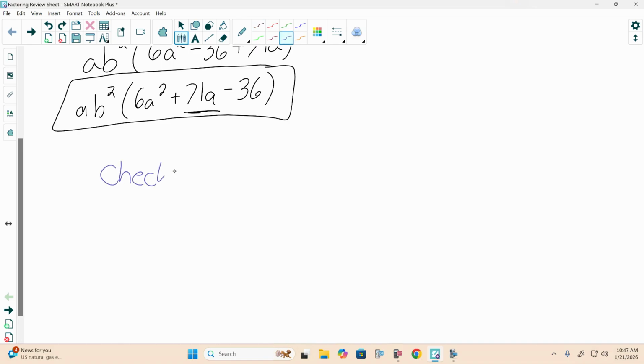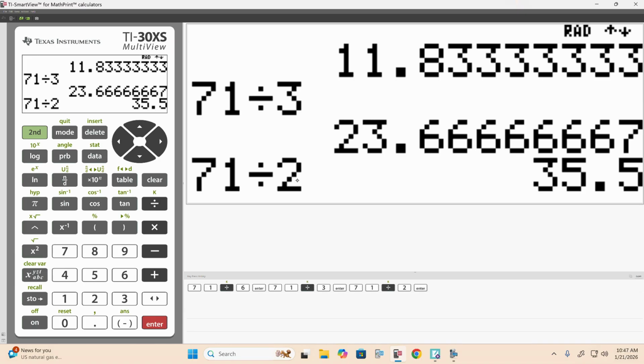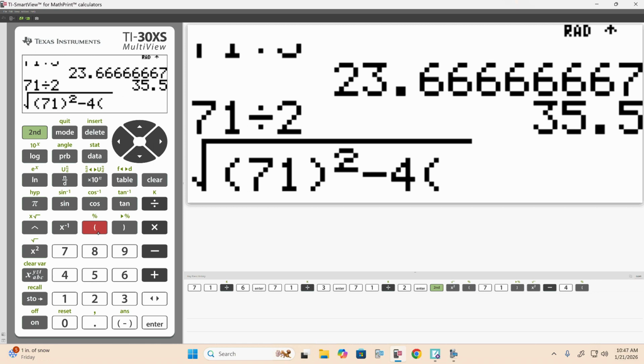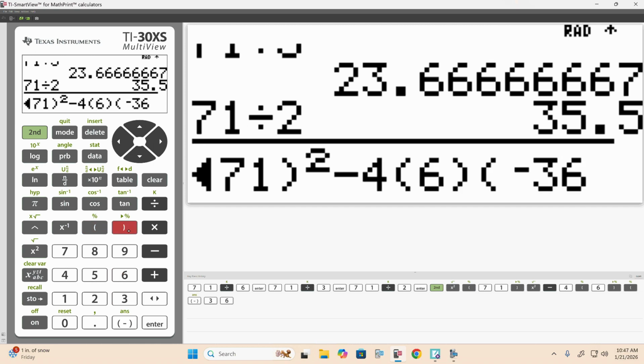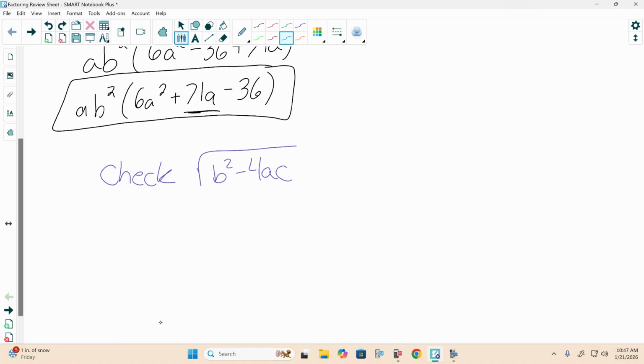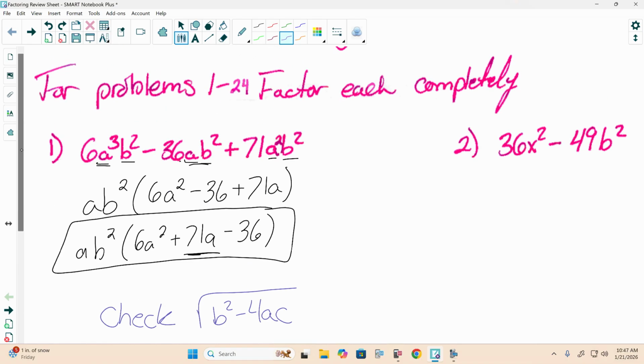Now, one of the ways we can check and make sure it doesn't factor is using the square root of b squared minus 4ac. This is really giving us a hint at what the answers are. So the square root of 71 squared minus 4 times 6 times negative 36. And this here is telling me that my solutions are irrational. So if it has irrational solutions, it means it's not going to factor. So the square root of b squared minus 4ac is just a way to check, hey, the factors don't seem to be working. Will it factor farther? This one here won't.